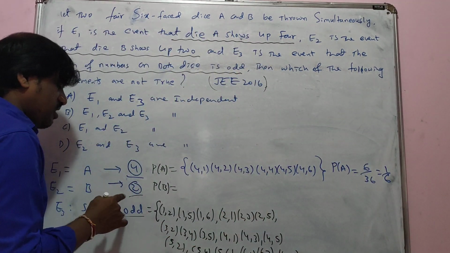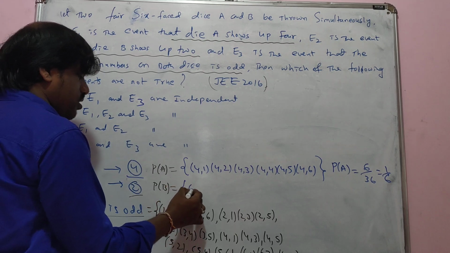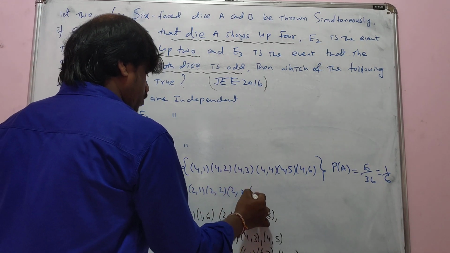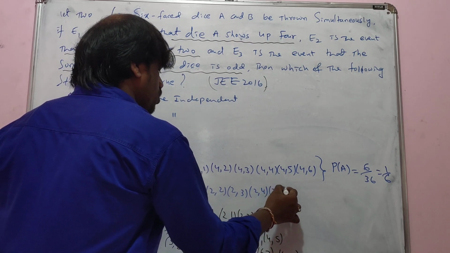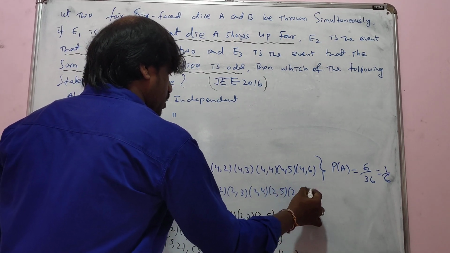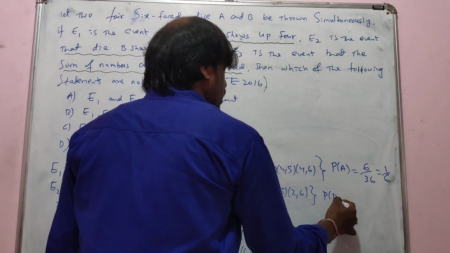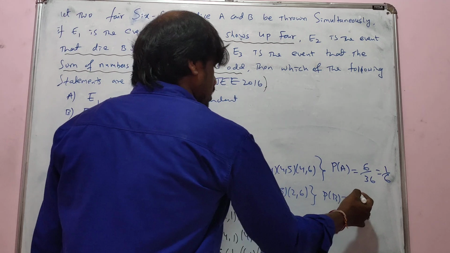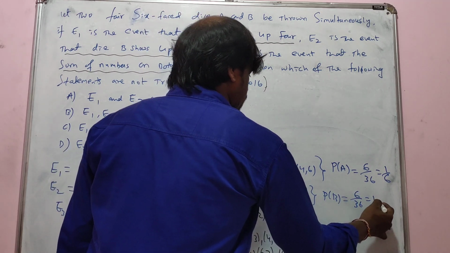Okay, then probability of B, 2 getting is what? Here I am going to get 2 comma 1, 2 comma 2, 2 comma 3, 2 comma 4, 2 comma 5, 2 comma 6. This is what I am going to get. And the probability of B will be 6 by 36, that is also 1 by 6.